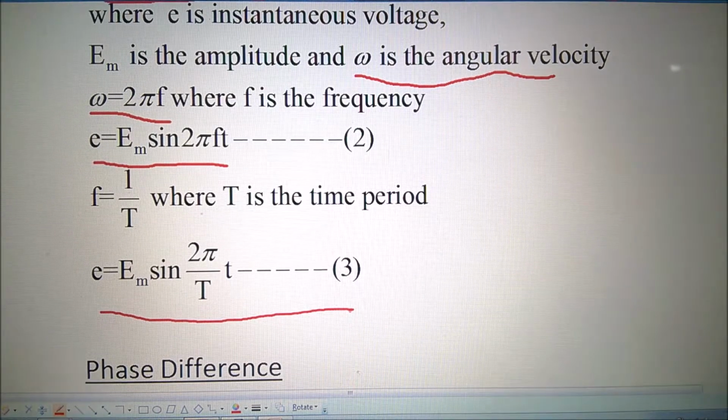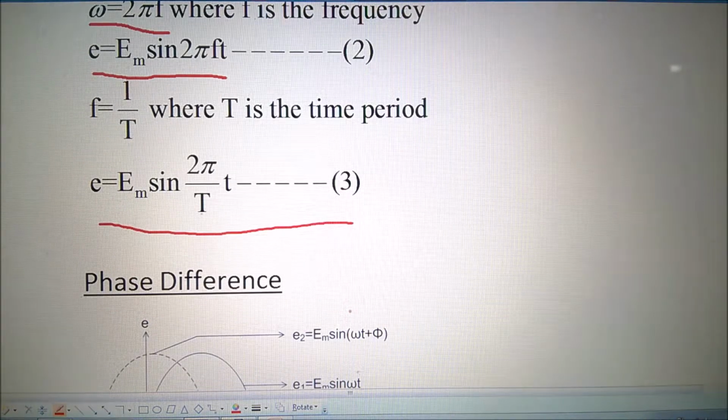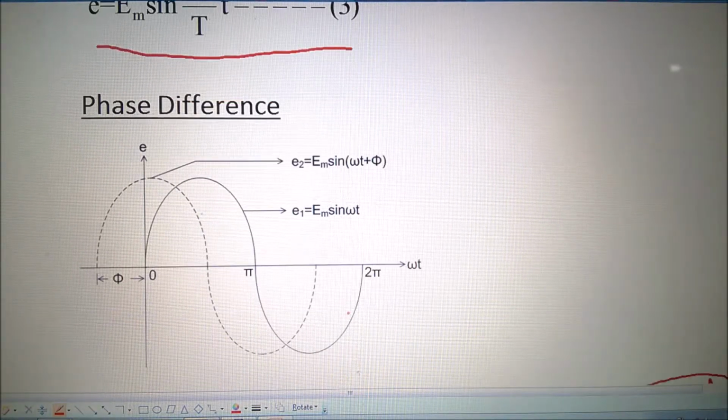Now, another important concept in AC fundamentals is the phase difference. Now that we'll discuss now. You can see two sinusoidal waveforms I have drawn here. And if you notice the dashed sinusoidal waveform, its maximum is reaching before the solid one.